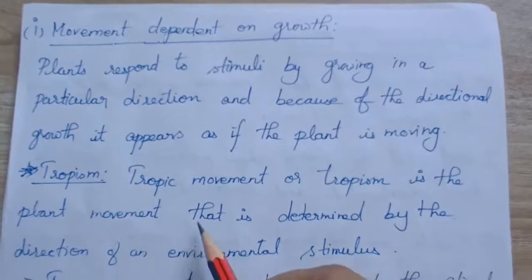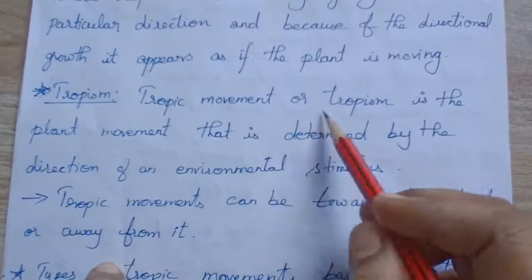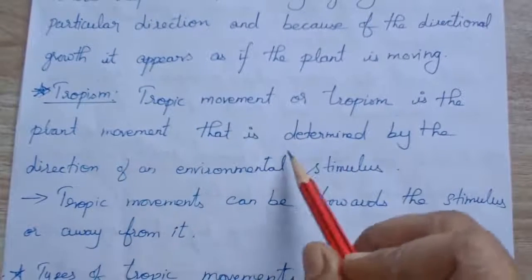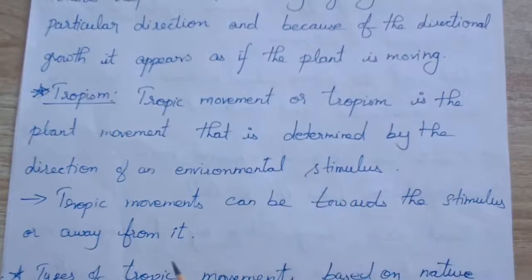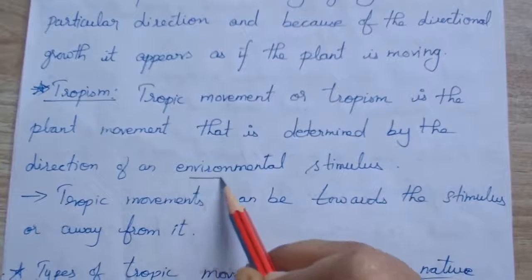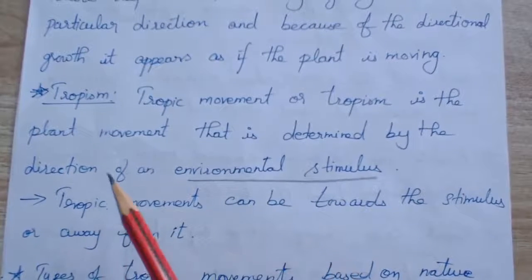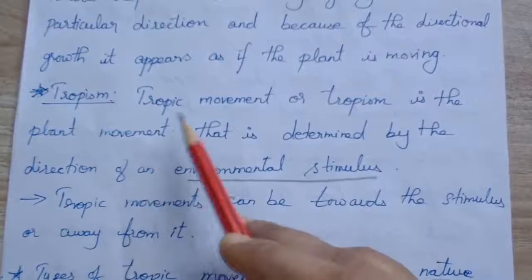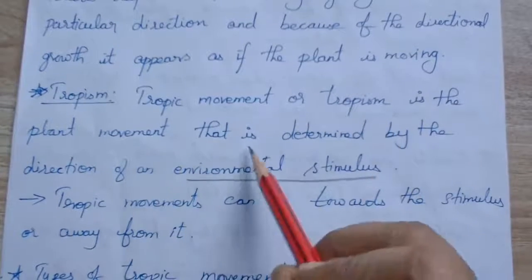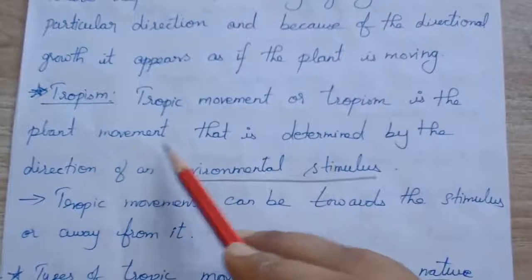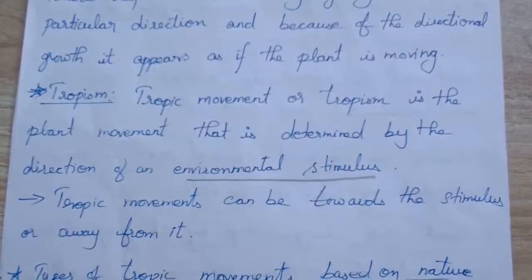So the next one is tropism. What is meant by tropism? Tropic movement or tropism is the plant movement that is determined by the direction of an environmental stimulus. Based on the environmental stimulus, it will have some movement in a particular direction. That is called tropic movement or tropism. The movement of the plant is determined by the direction of the environmental stimulus.